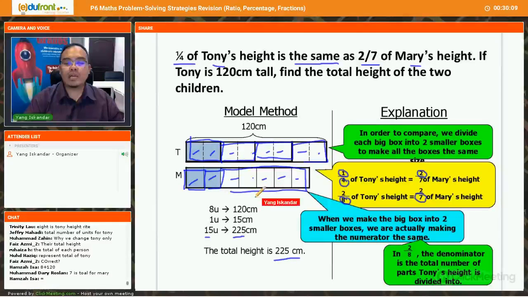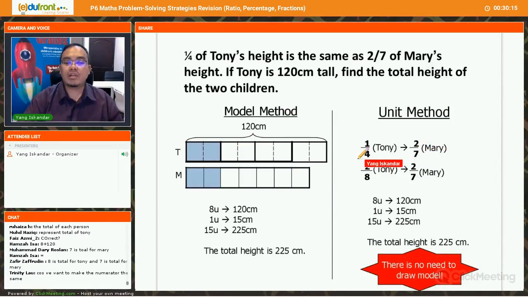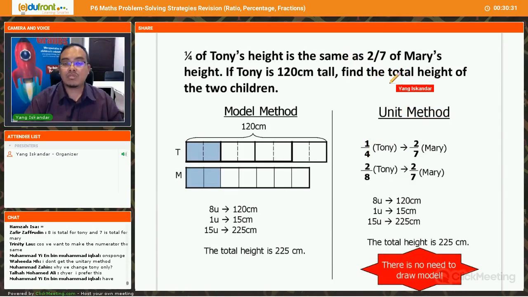Okay, so you can see here, I'm using the unitary method, so I don't have to use the model method. The model method can be a bit tedious, especially if the numbers are big, and especially if you have to cut into so many pieces. So you can see there's an alternative to the model method called the unitary method to solve this strategy.